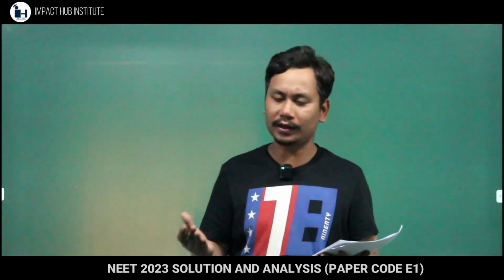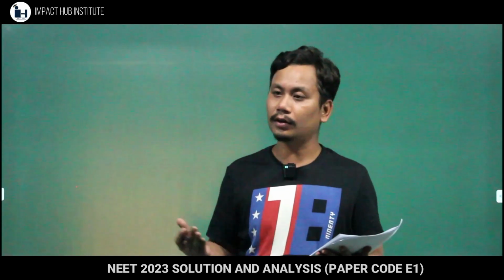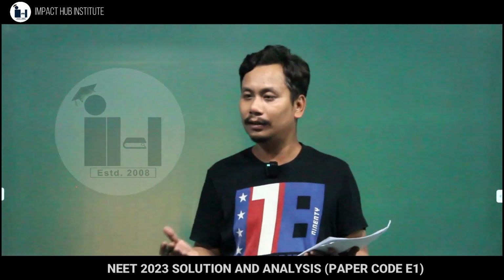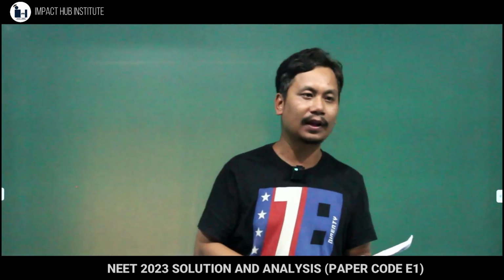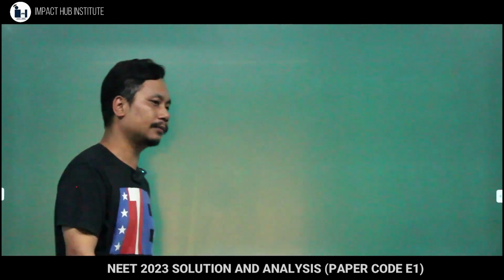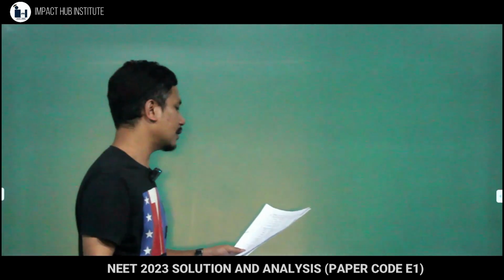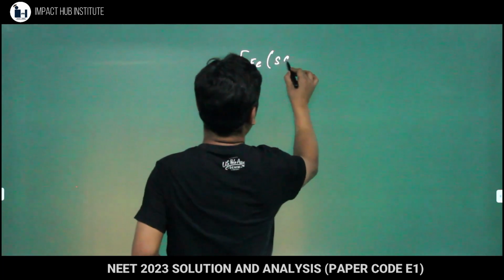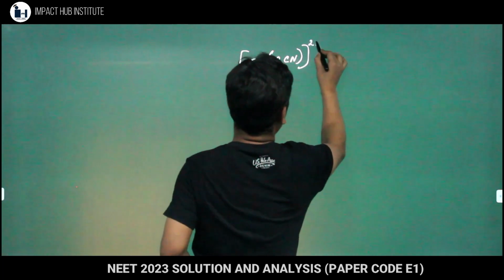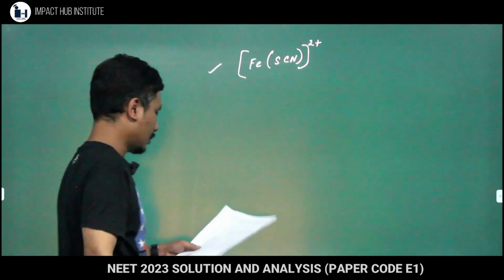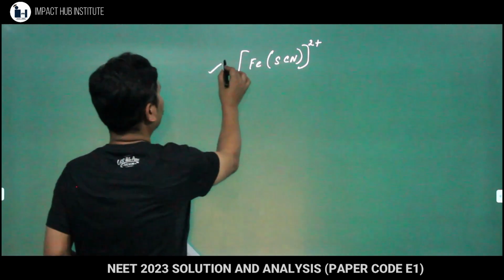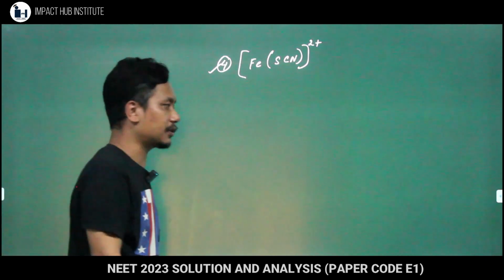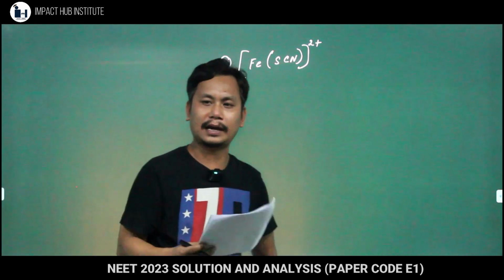Whenever Lassaigne's extract is there, it is always your Fe. With this Fe, it's a coordination compound. With your Fe, what is attached there? SCN. SCN is the ligand there. So Fe SCN 2+. This will be the answer, that is option number 4. So this is a direct question.